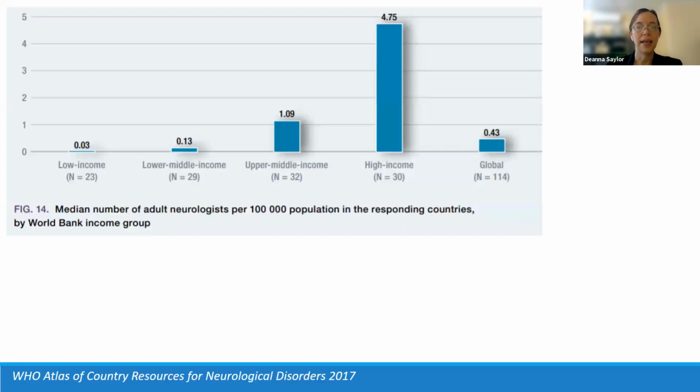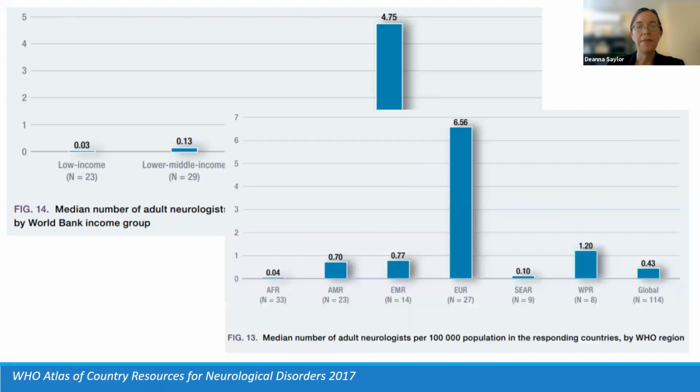But to look at this in more detail, we can look at this graph here, which shows that in high income countries, there are over 6 neurologists per 100,000 people. And when you compare that to low and lower middle income countries, this number drops to 0.03 or 0.13 neurologists per 100,000 people. If we look by world region instead, you can see that Europe has more than 6 neurologists per 100,000 people, whereas in the African region, that number is 0.04. You can see that the Southeast Asia region also has a very low ratio with 0.1 neurologists per 100,000 people. In the US, this number is more than 5 per 100,000 people, and in Zambia, where I'm based, the number is 0.02 per 100,000 people.